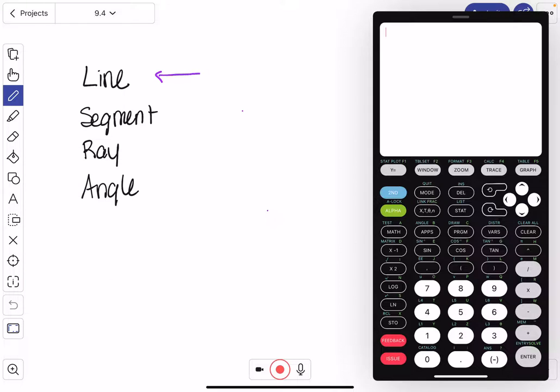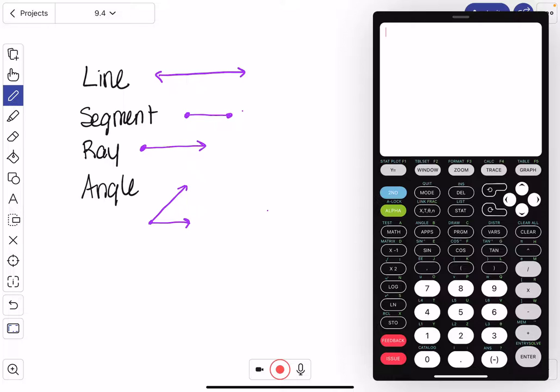So a line is just a shape that goes in two directions infinitely. A line segment is a piece of that line that has endpoints. A ray has one endpoint and then goes in one direction infinitely. And then an angle is a space made up of two rays.